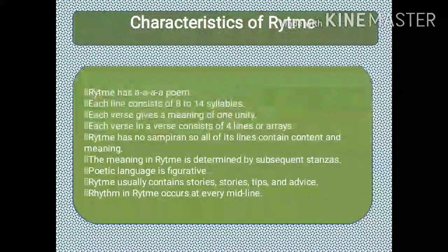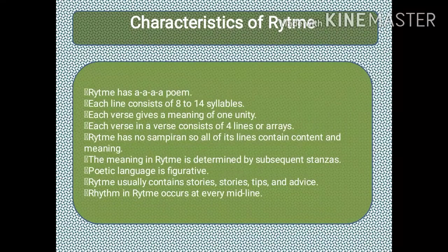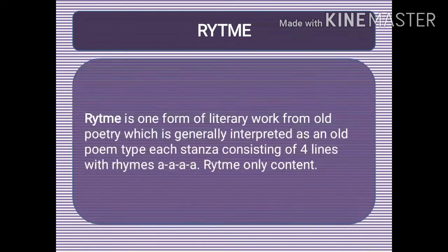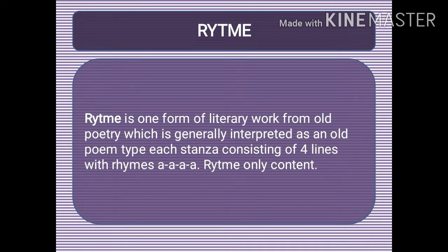Next is rhyme. Rhyme is one form of literary work or poetry which is generally interpreted as a poem type of stanza consisting of 4 lines with rhyme a. Rhyme only has content.